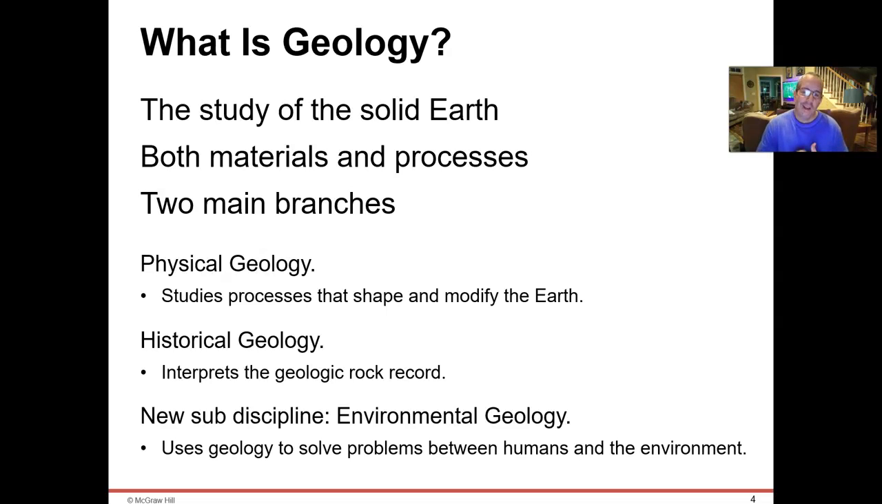And then at the bottom you see environmental geology is basically bringing humans into this equation. Okay, there's two sides to this, and I mentioned this in the intro video. So first of all, how does geology affect us as humans? In other words, are there disasters that happen because of geology that we need to know about? The answer is yes. Of course, we have volcanoes, we have earthquakes.